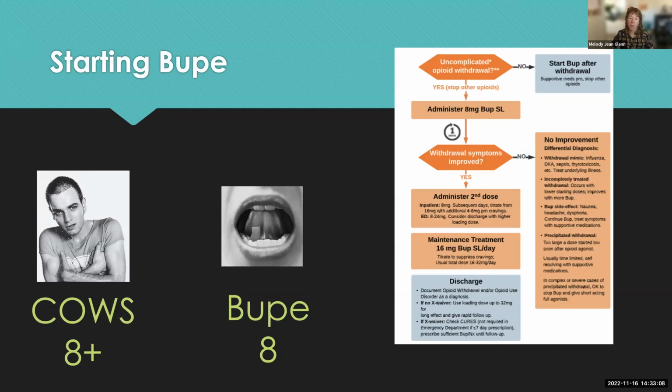But anyway, here's the simplest case. The simplest case is your patient is in withdrawal, either because they haven't had their opiates recently or because they were given naloxone by a police officer or by EMS or a family member.